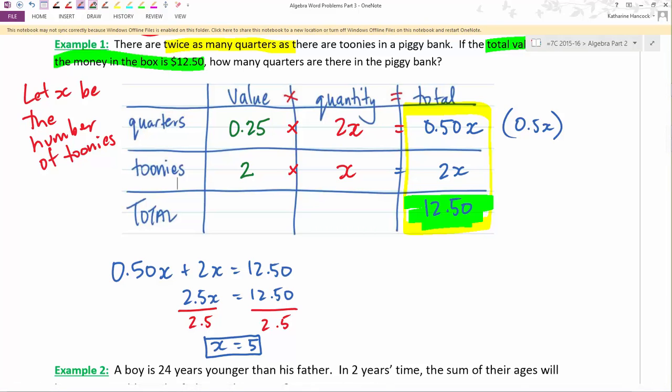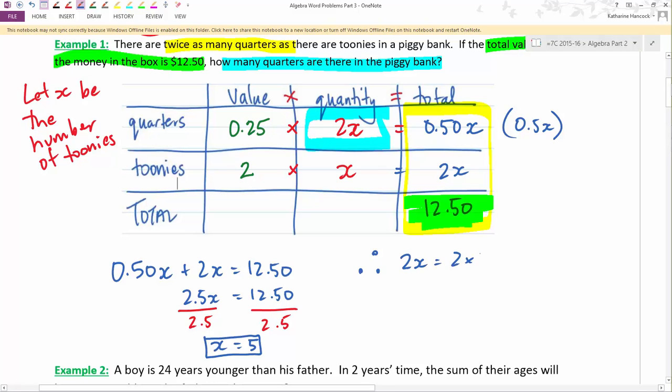The question asked, how many quarters are there in the box? To answer, the number of quarters was here. That's going to be 2x. So if x is 5, 2x equals 2 times 5, which is 10. So we could just say there are 10 quarters in the piggy bank.